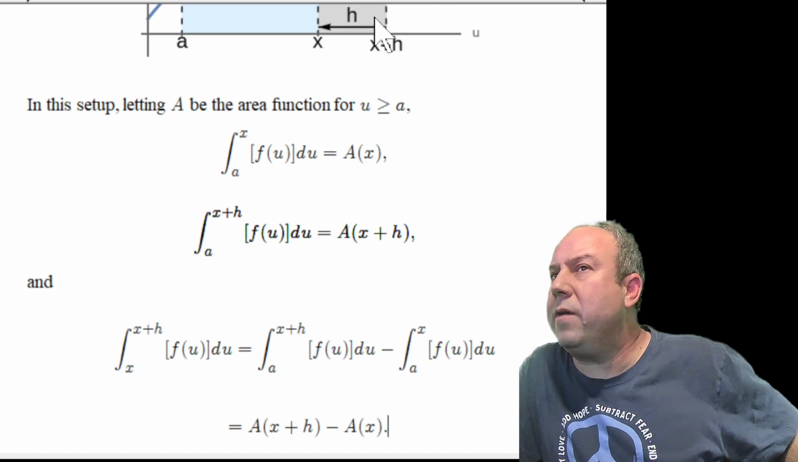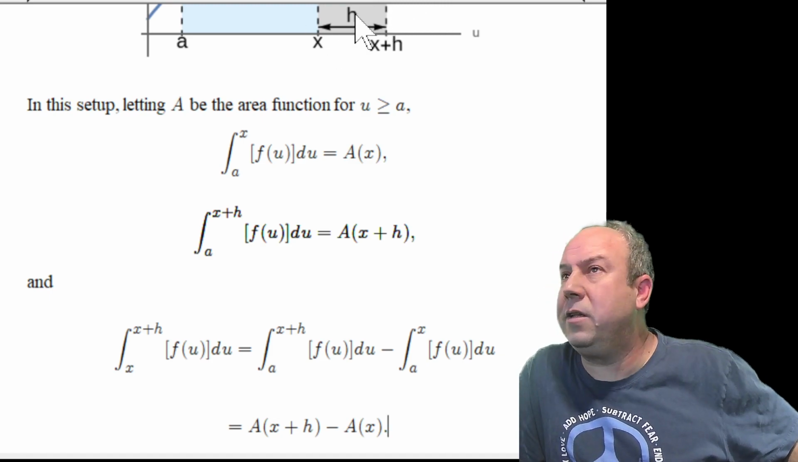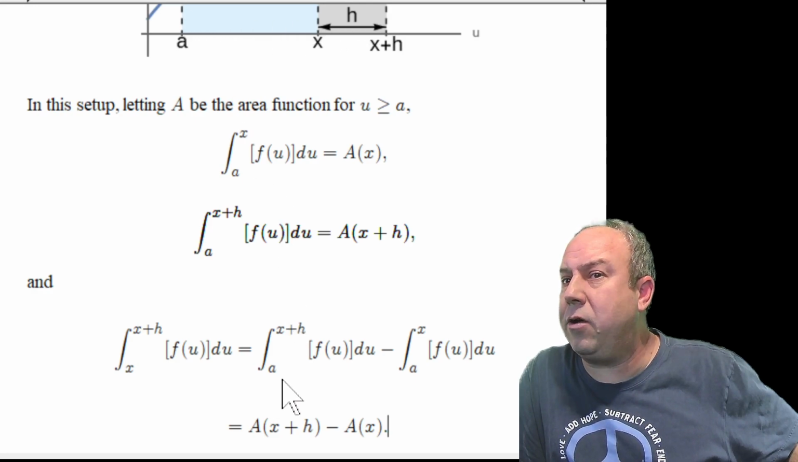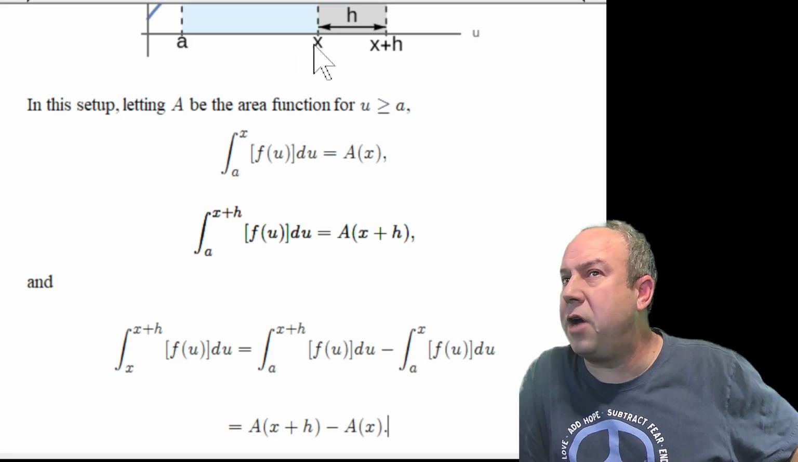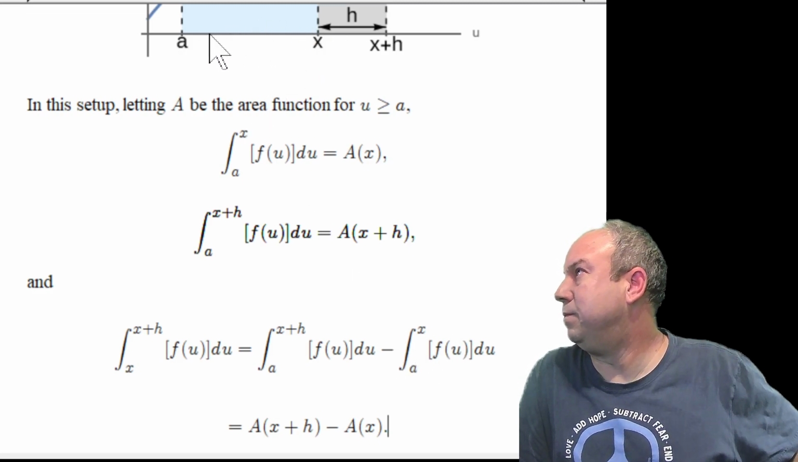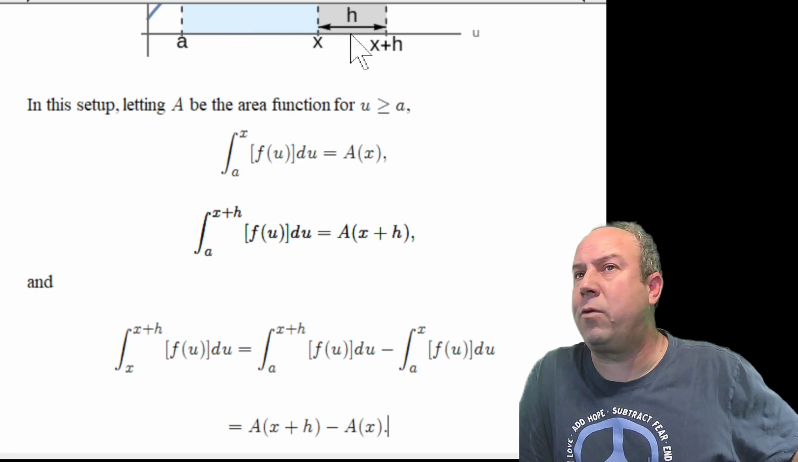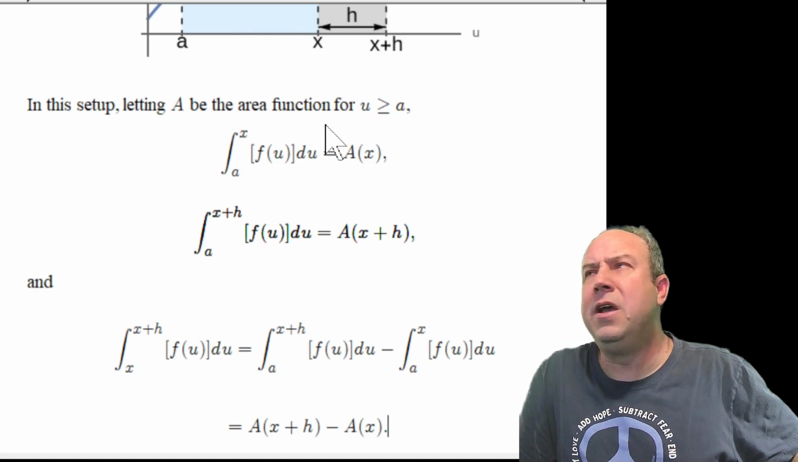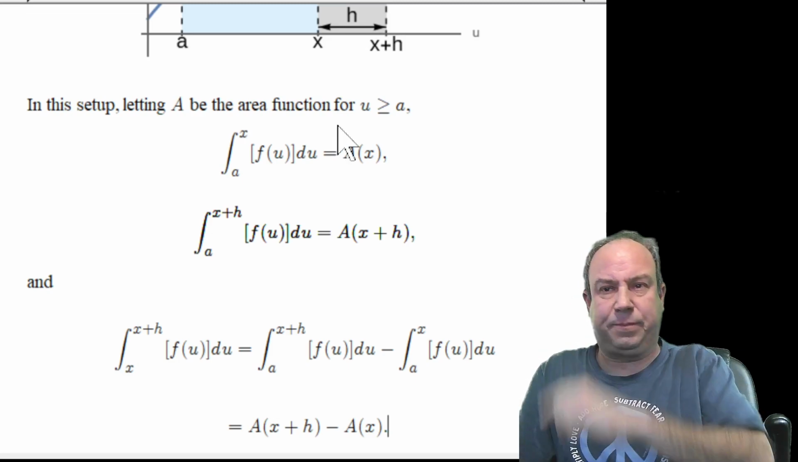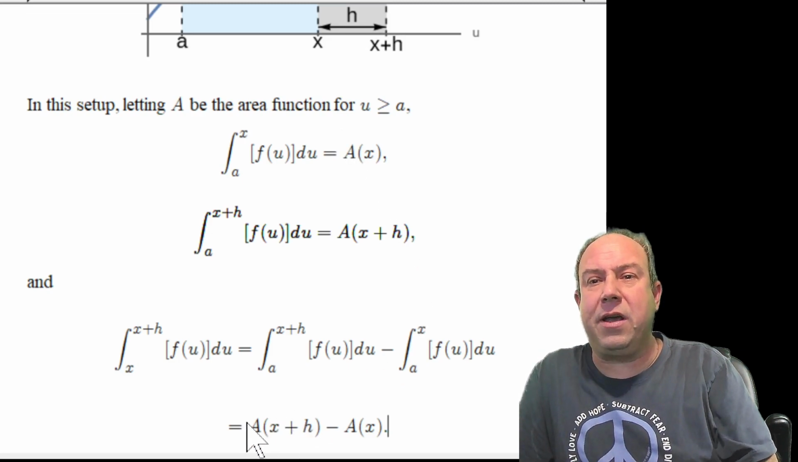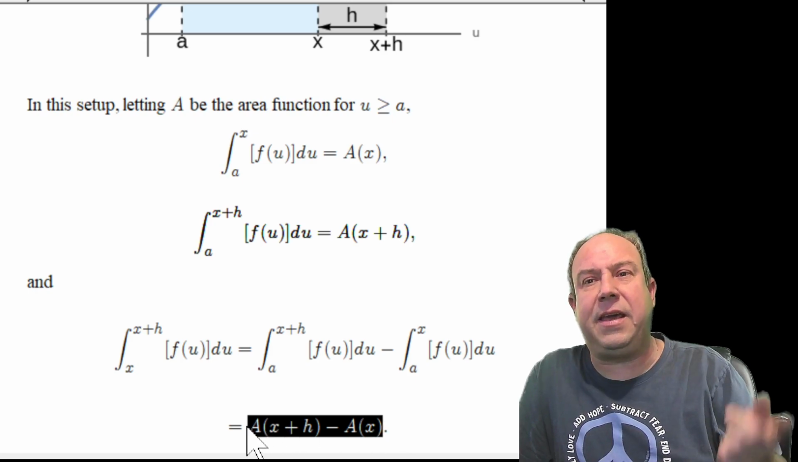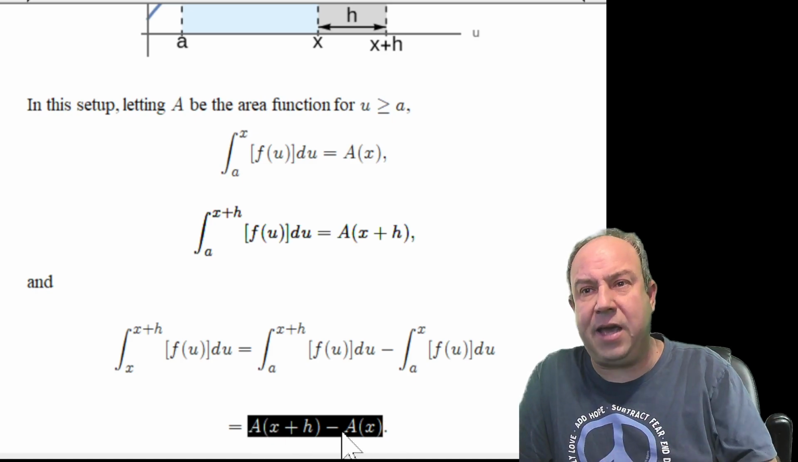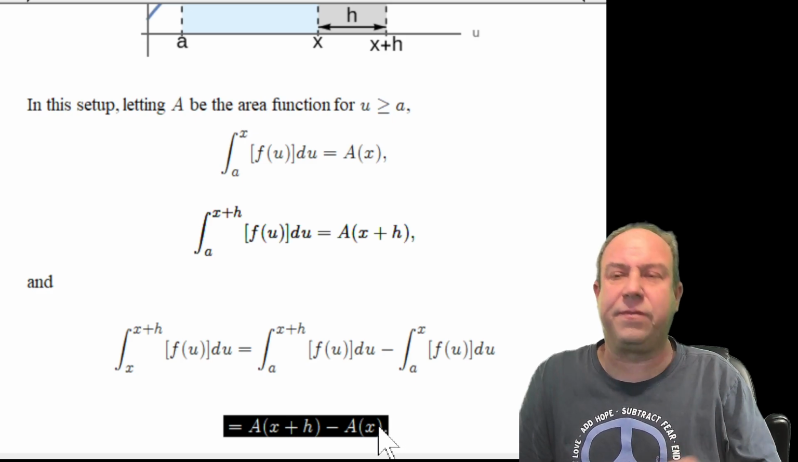If we want to find the area in just gray up here in the illustration, I can find the entire area, which would be the area from a to x plus h, and I can subtract off the area in blue, the area from just a to x. And that's going to leave behind that gray shaded area that covers over that length of h. That area over that length of h is given by the area function for x plus h minus the area function for x.